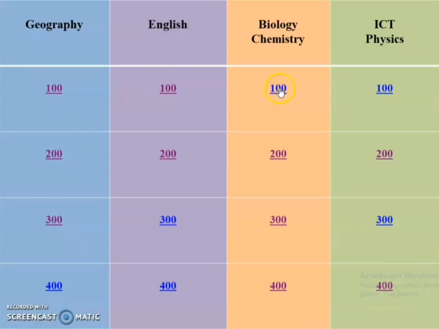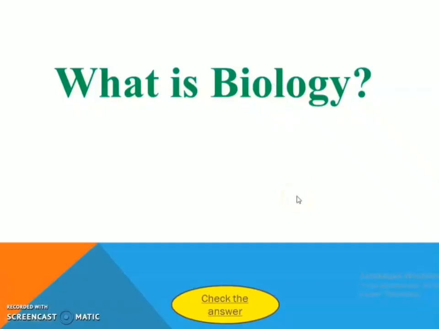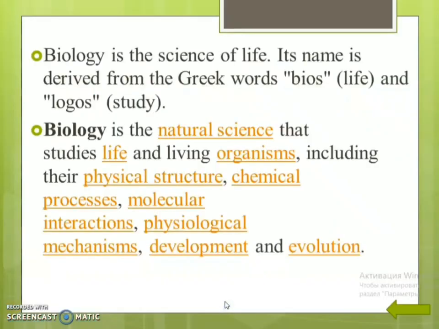Biology, Chemistry 100. What is biology? Biology is the science of life. Its name is derived from the Greek words bios, life, and logos, study. Biology is a natural science that studies life and living organisms, including their physical structure, chemical processes, molecular interactions, physiological mechanisms, development, and evolution.